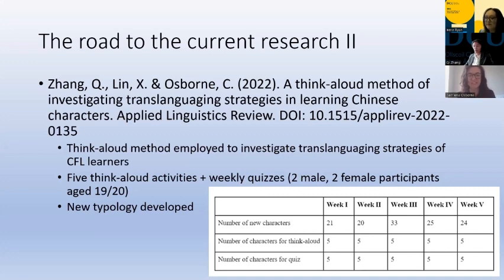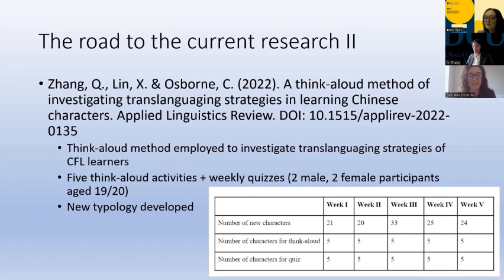So in terms of this study, there were 5 think-aloud activities involved, plus weekly quizzes. The 2 female and 2 male participants were aged about 19 or 20. So you can see from the table, the picture there, that they conducted over 5 weeks the number of new characters they learned per week, so 21, 20, 33, and so on. The number of characters, though, that they learned in terms of the Think Aloud exercise was 5, and the number of characters for the quiz then that they had to learn was those 5 as well. So they had the incentive to learn through the Think Aloud because they were also going to be tested on these characters, which is what they knew about.